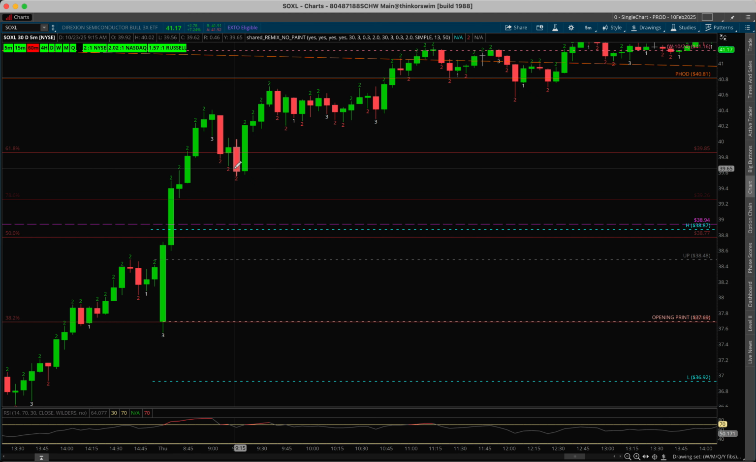But we can see we got the higher low, we got the push up, basically the previous high of day, and then you continue to move sideways for a little while, playing with previous high of day basically.